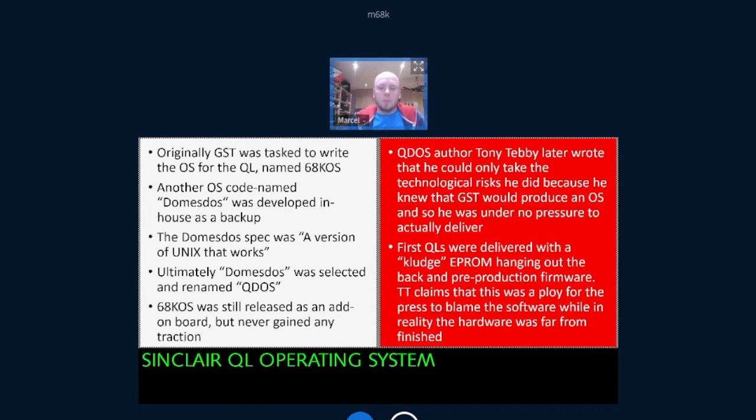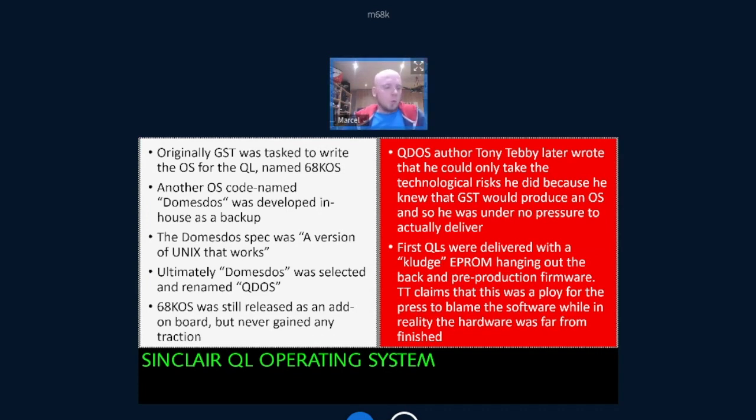There are boards sometimes on eBay, but they are quite rare and quite expensive. The author of QDOS is Tony Tebby, who wrote that he could only take the technological risks he did because he knew he was only the backup. If all the pressure had been on him, I think he would have done things differently and not as well as it turns out. Because in the end, the Sinclair QL was deeply flawed and wasn't a commercial success because of it. But it still lives on today, because the operating system and the concepts were pretty great for the time, and maybe still in some cases.